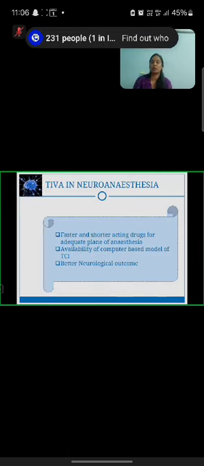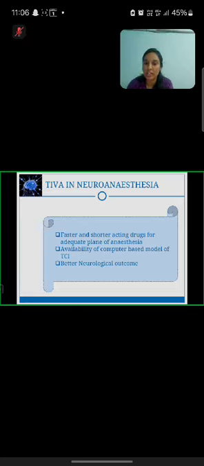So coming to the topic proper, TIVA in neuroanesthesia. It became more popular because of three reasons. Firstly, faster and shorter acting drugs that provide an adequate plane of anesthesia. Secondly, the availability of better models, that is computer-based models like TCI, target controlled infusion, which incorporates the pharmacokinetics of the drug with infusion pump technology so that we can set the effect site concentration and alter it based on the clinical effect. Third, these IV agents provide better neuroprotection than inhalational agents.